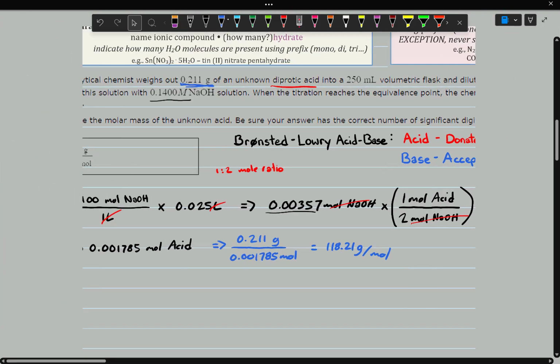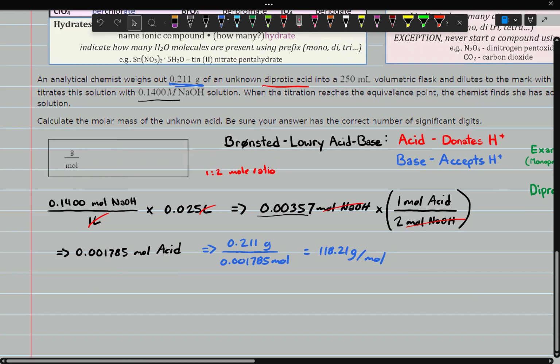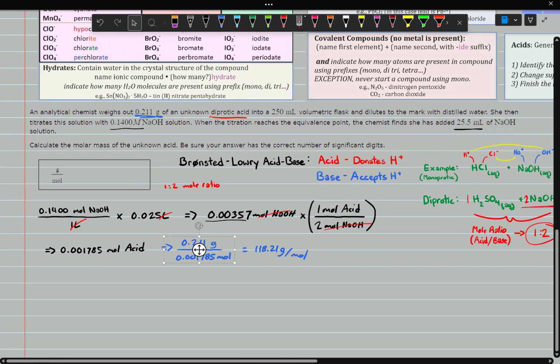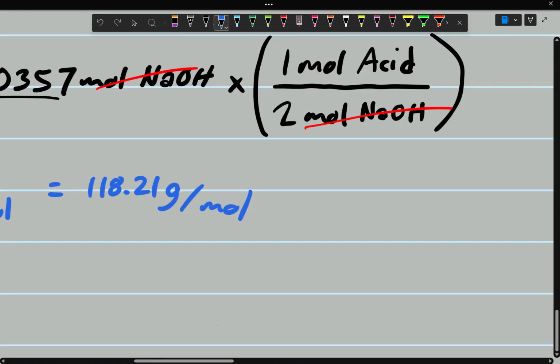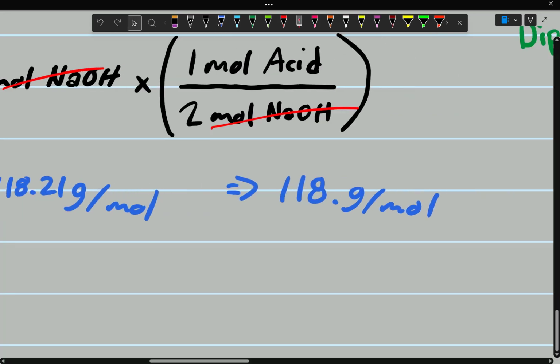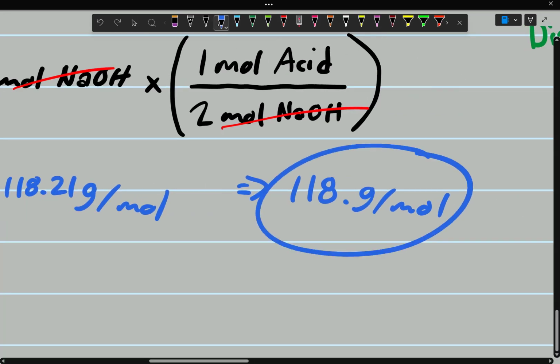And so now we just need to check sig figs. If we look at the problem, we can see here that the thing with the lowest sig figs appears to be these three values here. They all have 3 sig figs. So we just need to simplify to 118 grams per mole. And that's the molar mass. That's the final answer. Molar mass of our unknown acid.